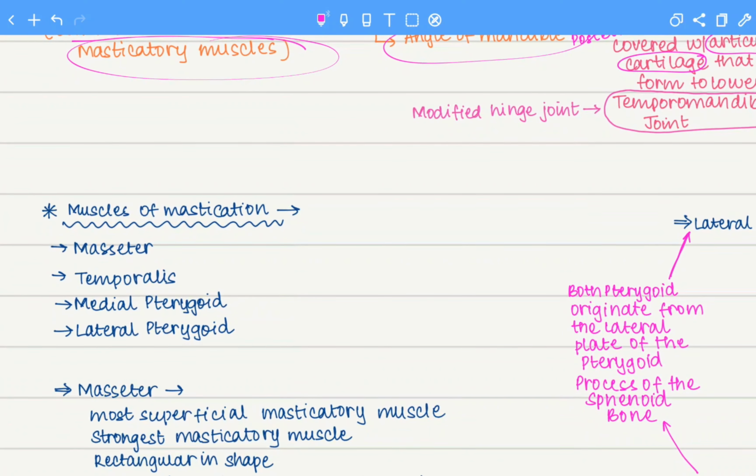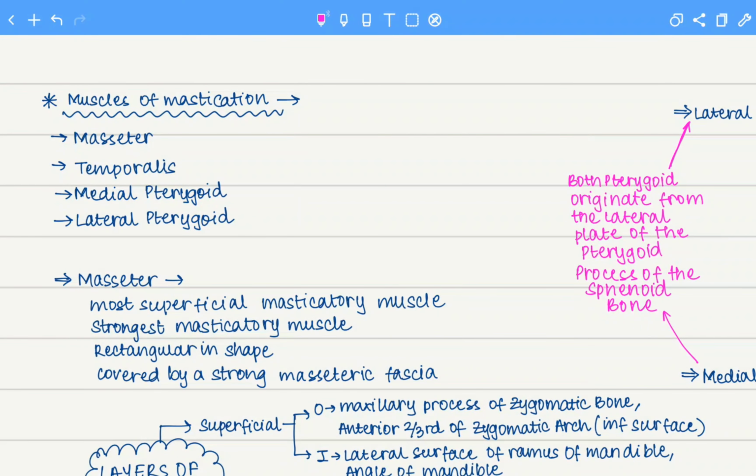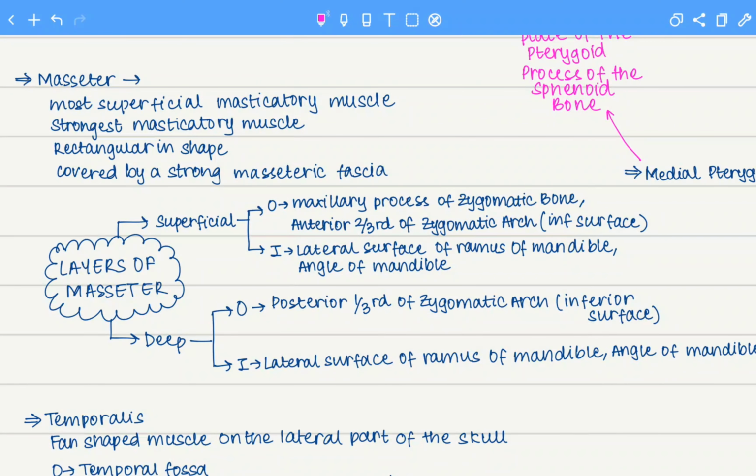We have a total of 4 muscles for mastication. The first one is the masseter, second is the temporalis, third is the medial pterygoid, and the fourth and final one is the lateral pterygoid. Let's look at the masseter muscle first. Now if you break this word masseter, it becomes mass eater. By using this trick, I remember that the mass eater muscle, which is the masseter muscle, is the strongest muscle of mastication. It is also the most superficial muscle of mastication. It is rectangular in shape and it's covered by a very strong masseteric fascia.